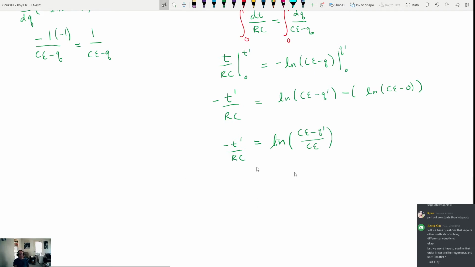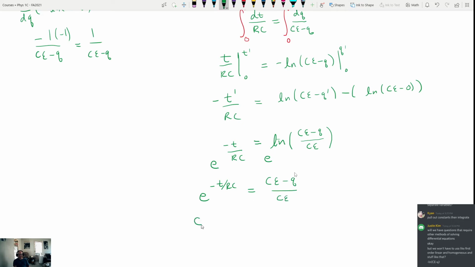Next thing we want to do is get the Q prime and the T prime out of here. At this point, we no longer need to call them T prime and Q prime. We're just going to call them Q and T, so I'm going to drop the primes. They were just dummy primes after all. So now we just raise both sides to the e power. On the left-hand side, we'll have e to the negative t over RC is equal to, on the right-hand side, the e will eliminate the log here. So we'll have CE minus Q divided by CE.